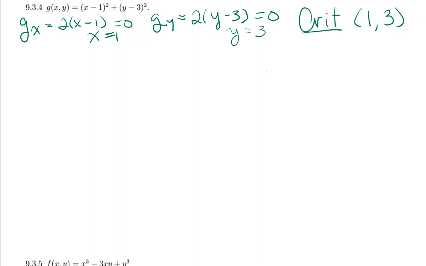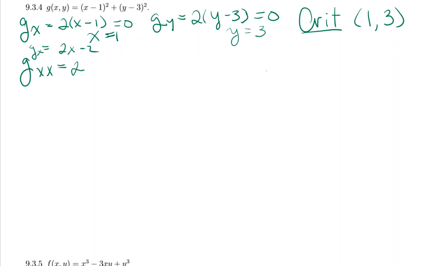Anyway, so I've got my point (1, 3). Now I need to do some second derivatives to figure out what's happening. The second derivative of this, I know it's just going to be a 2 because that's the slope of this line, but I'm going to rewrite this 2x minus 2 to help you see it, because you'll do the derivative of this one and you'll get a 2. You'll do the derivative of the negative 2 and get a 0.